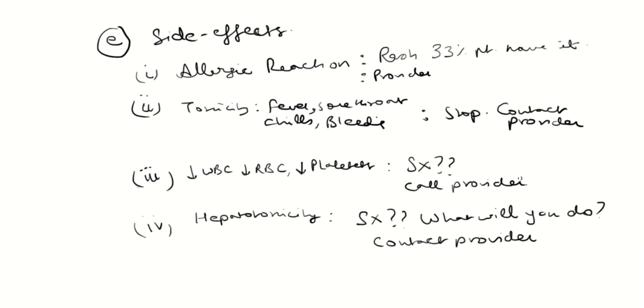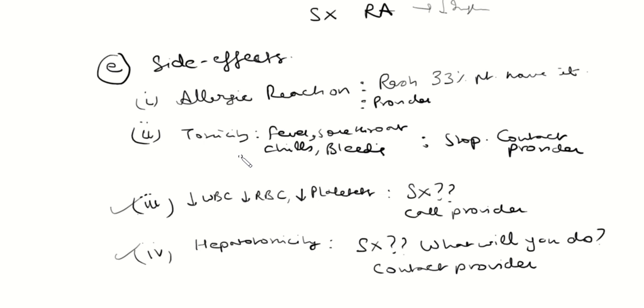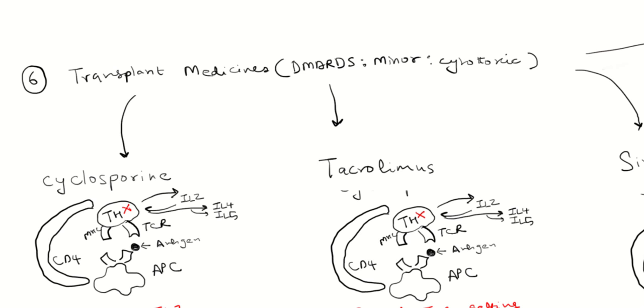What are some of the side effects? So again, there's hepatotoxicity and bone marrow toxicity. One may experience allergic reaction, which is rash. 33% of the patients have it, and we need to contact the provider when they see that. With toxicity, we see fever, sore throat, chills, and bleeding, and again, we stop and contact the provider.